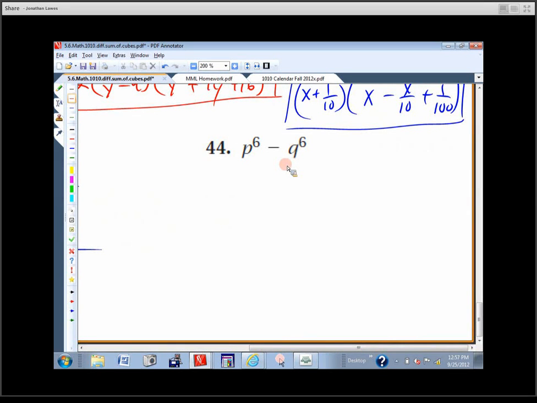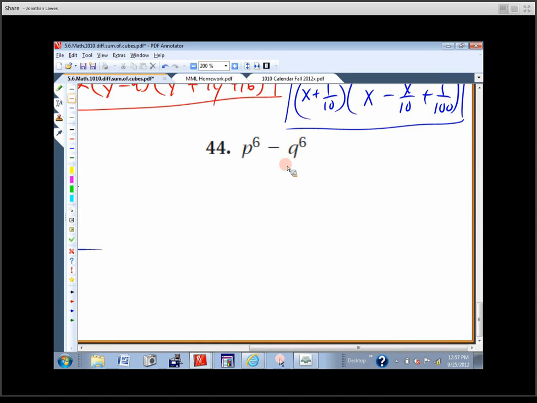Okay, does anybody have this one done completely? Yes. So I'm getting it. I know what to do. Because this is a tough one. There are no common factors. It's a difference. Difference of squares or difference of cubes?